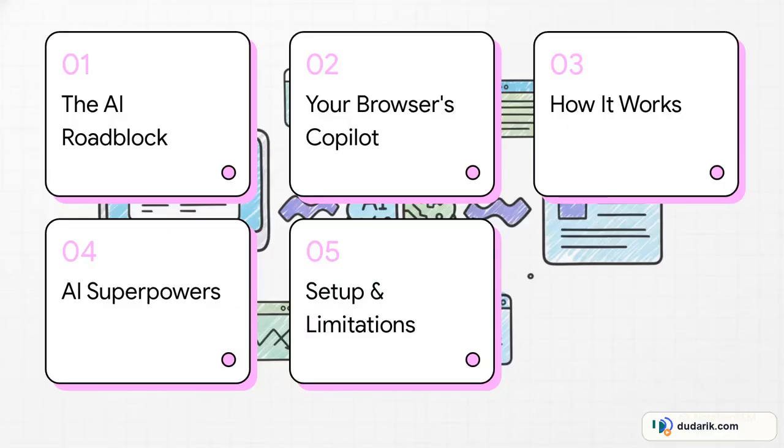So, here's the game plan. First, we're going to talk about the problem this whole thing is designed to solve. Then, we'll meet its solution, this Chrome MCP server, and peek under the hood to see how it works. After that, the really fun part, we'll look at its real-world superpowers, and we'll wrap up with how to get it running and a few really important limitations.